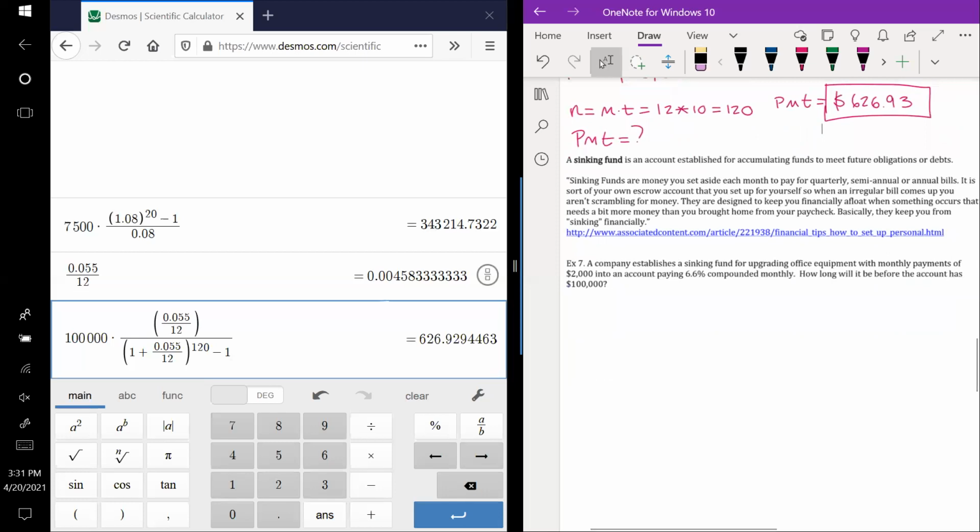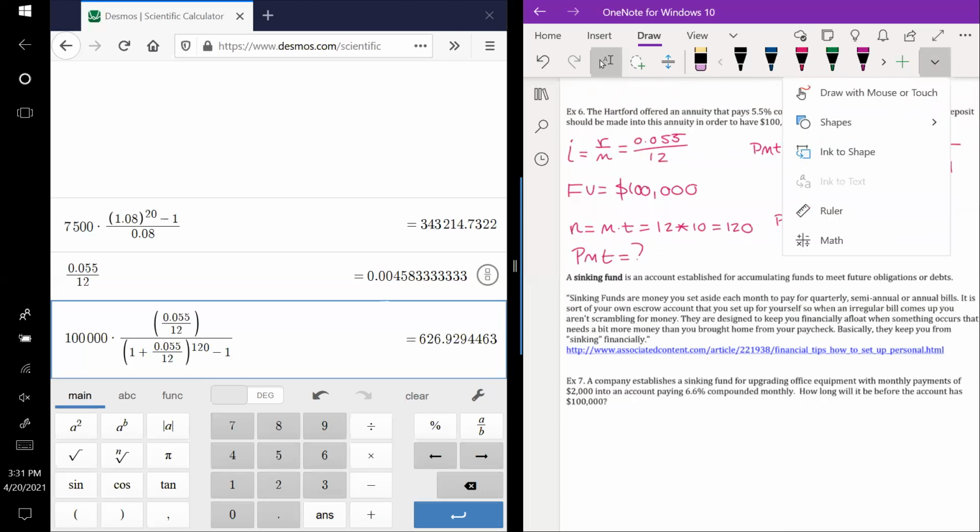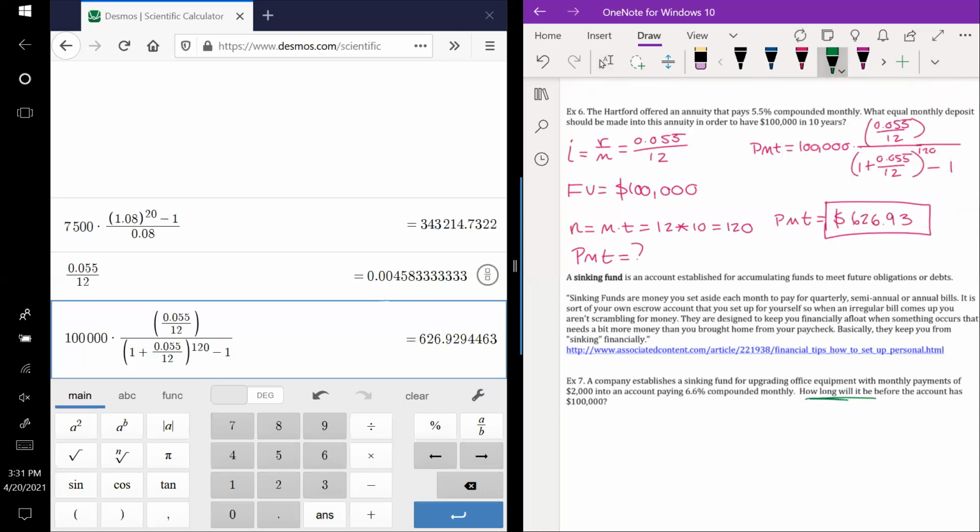Okay. So example 7. A company establishes a sinking fund for upgrading office equipment with monthly payments of $2,000 into an account paying 6.6% compounded monthly. How long will it be before the account has $100,000? So this time we're looking for time, because it says how long will it be? So they gave us the payment, they gave us the future value, they're giving us all the information. So our job now is to solve for N.